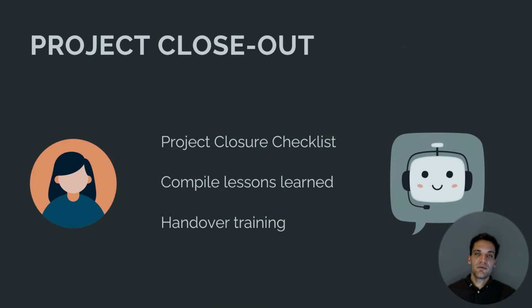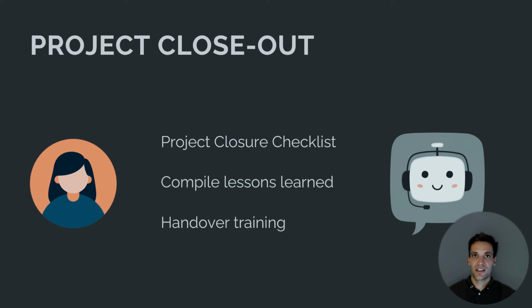Finally, ChatGPT can be very useful for closing out a project or phase. For example, based on its understanding of the scope and what we've told it, we can ask ChatGPT to prepare us a project closure checklist. So a list of things we go through to check all the work's been done correctly, and then we're ready to hand the project over. We can ask ChatGPT to compile lessons learned.